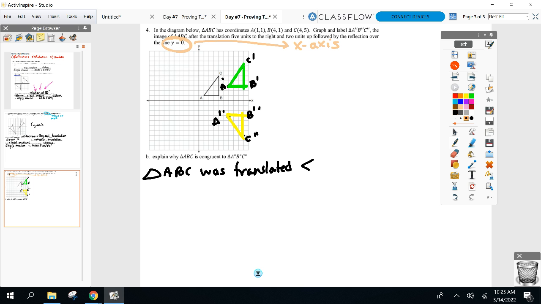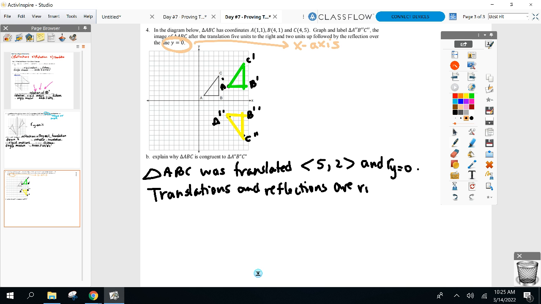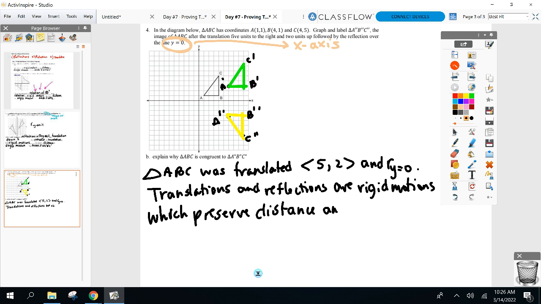I'll even just put it in vector notation to shorten this. Right 5, 2 up, and reflected through the line y equals 0. Or write it out in words. I don't care. It's fine. That's why I give you guys symbols. Now tell me something. Translations and reflections are rigid motions, which preserve, nothing's changing from the blanks, distance and angle measure.